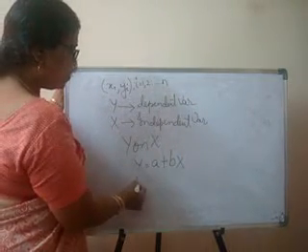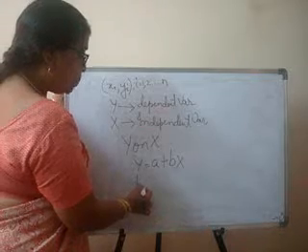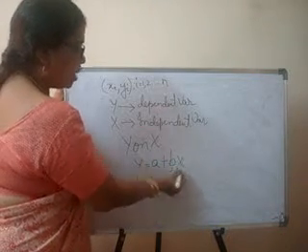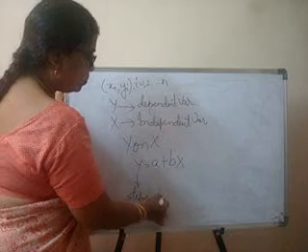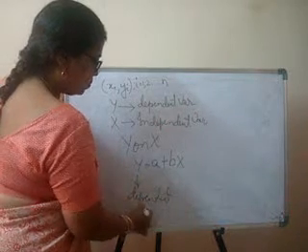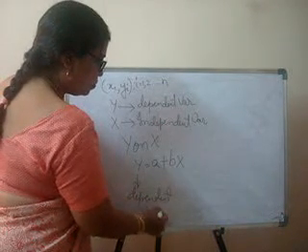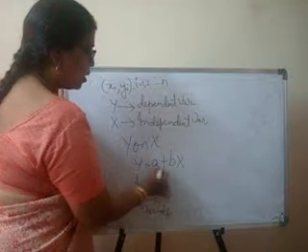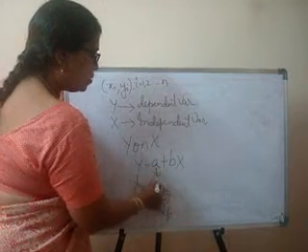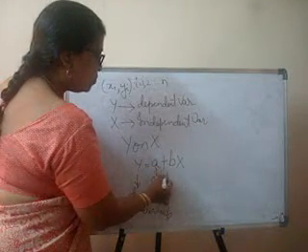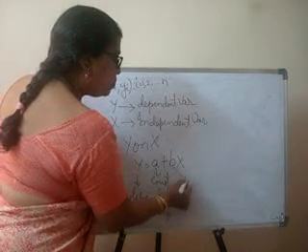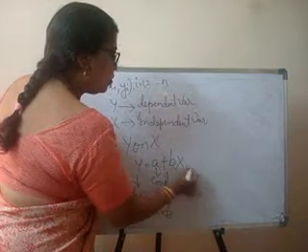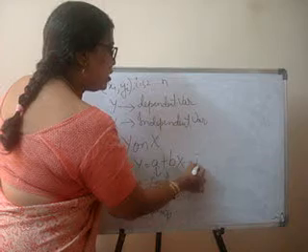So this is the dependent variable, and this is a constant, and this is the slope, and this is the independent variable.